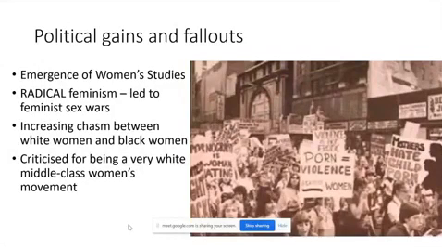Women's issues, women's problems, women's predicaments, their dilemmas, the whole activism of the first wave and second wave finally led to creating a kind of space for women's studies in the academia. So that was a significant political, a tangible gain, you can say. But radical feminism also led to feminist sex wars.